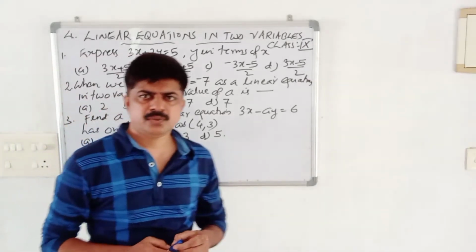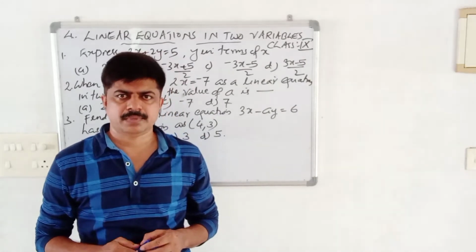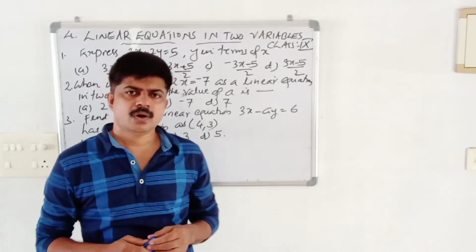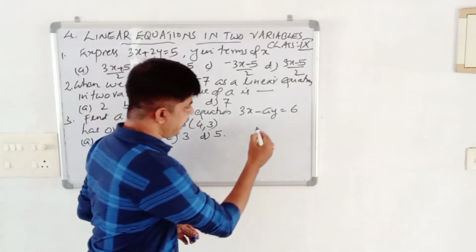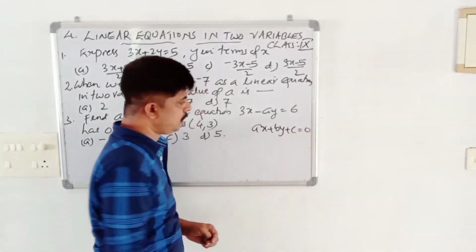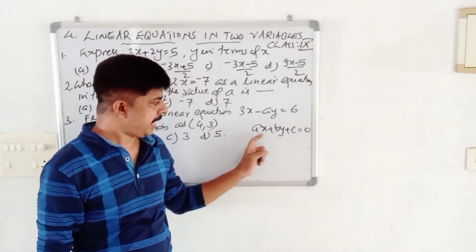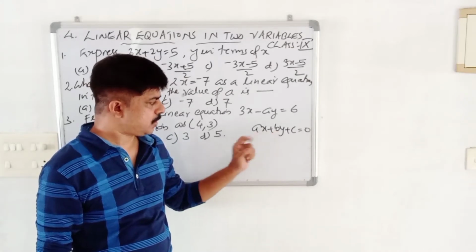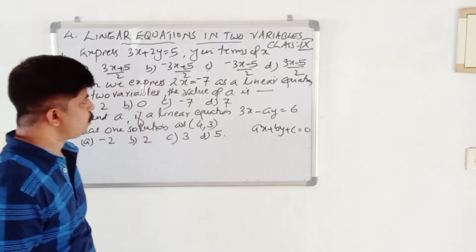Okay, define linear equation in two variables. We know the general form. How will you define the general form of linear equations? Linear equation in two variables: we have ax plus by plus c is equal to 0, where a, b, c are real numbers. A and b both cannot be 0. This is the general form of the linear equation in two variables.